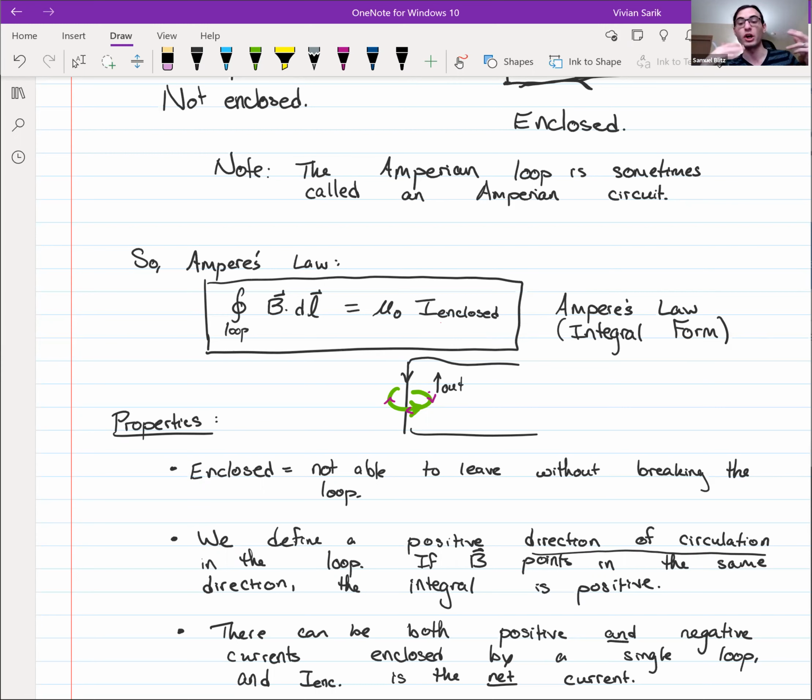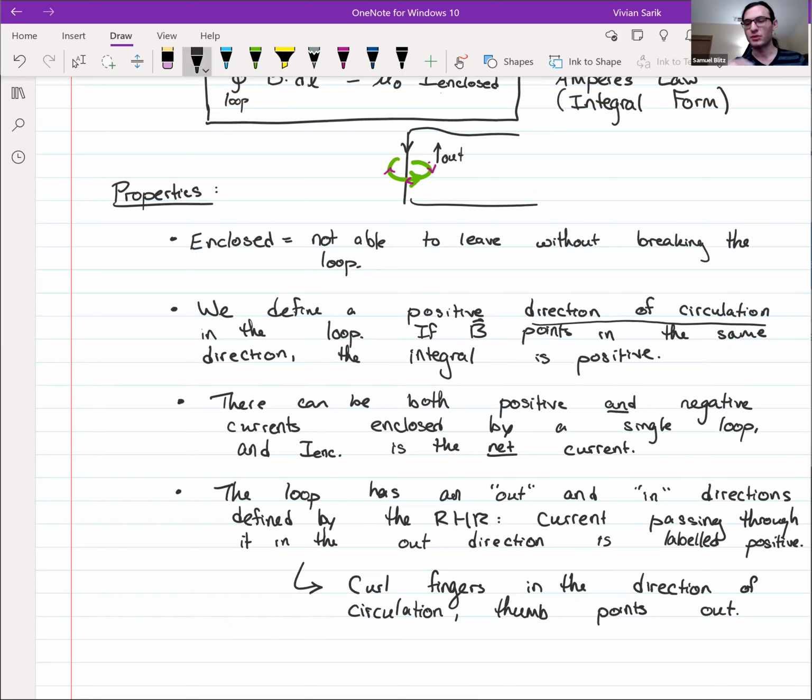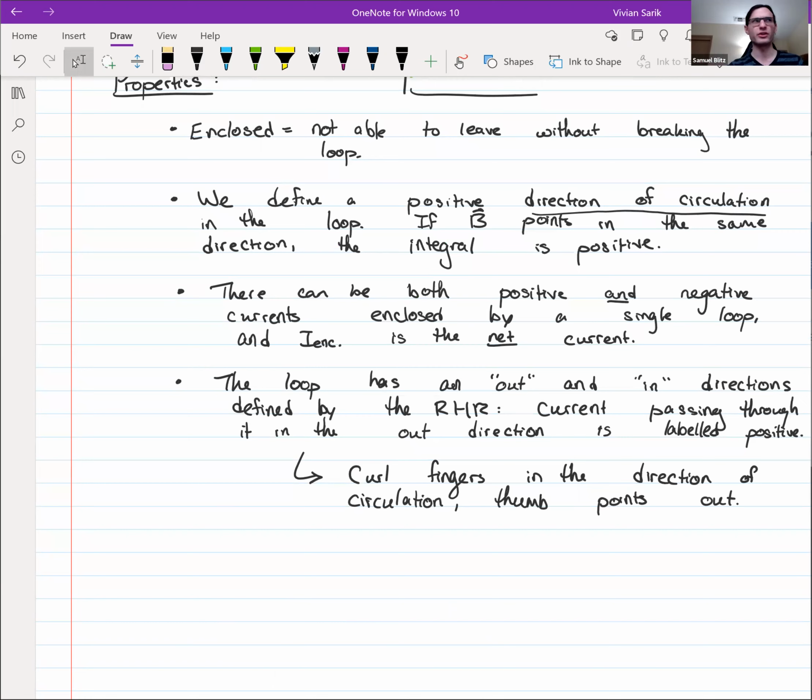And you'll find that regardless of which direction you choose to be the positive direction of circulation, you'll still get the same answer, because whatever sign you might have added will be removed. And once you start seeing examples of this and doing practice problems, you'll see what I mean.